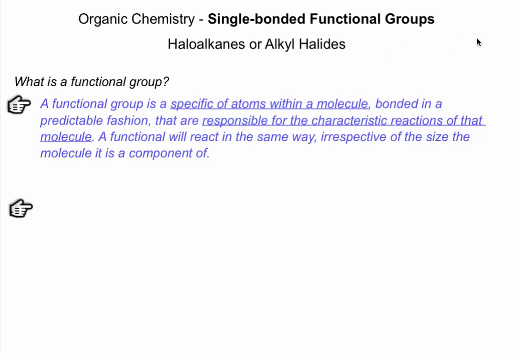Well, a functional group is a group of specific atoms within a molecule that are bonded in a predictable fashion because of the atoms involved, but are responsible for the characteristic reactions of that molecule. That is to say, a certain functional group is going to mean that molecule always reacts in a similar fashion. It's very predictable. And the functional group reacts in the same way irrespective of the size of the molecule it's a component of. So you could have an ethane with a certain functional group on it, and it will react in exactly the same way as a decane with the same type of functional group.